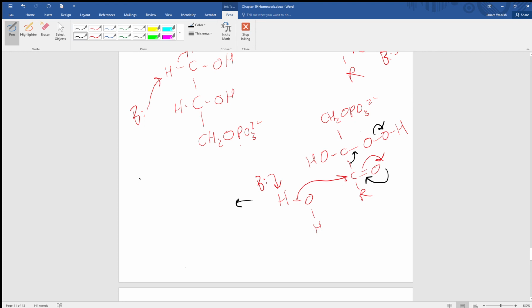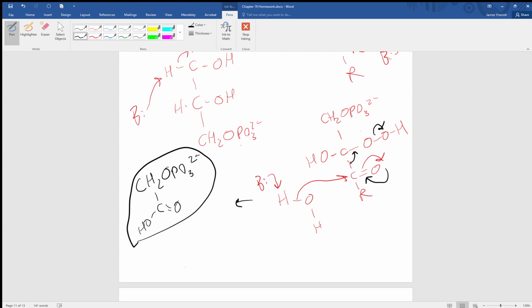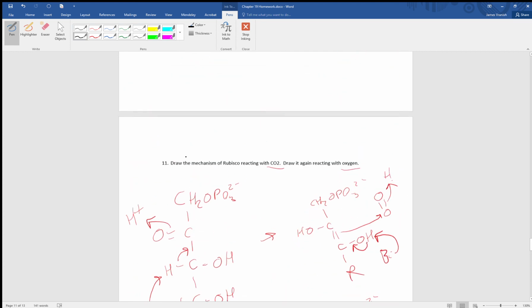So the top portion becomes 2-phosphoglycolate, and the bottom portion will be the 3-phosphoglycerate that we normally have. But dealing with this 2-phosphoglycolate, as we covered in the process of photorespiration, is going to cost the plant energy. And that is it for this question number 11.